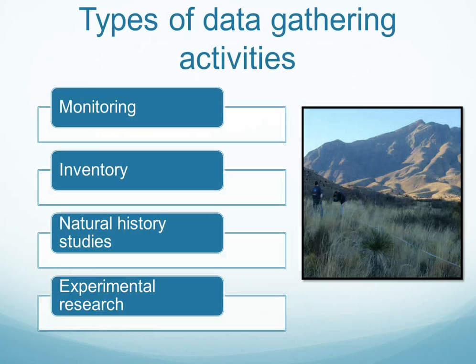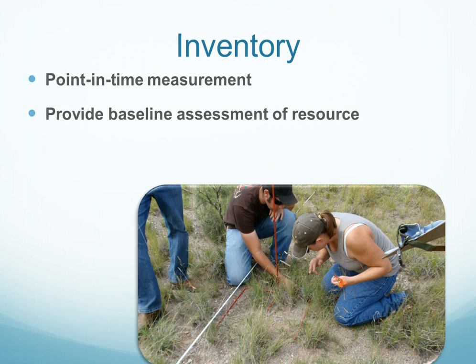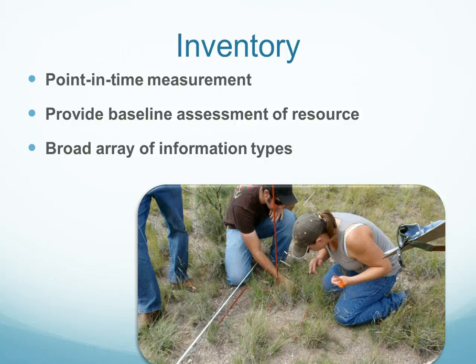Now, there's a range of different types of data gathering activities: monitoring, inventory, natural history studies, and experimental research. And they vary in their main intent or purpose, and also in how they are conducted. Inventory is a point-in-time measurement where we take information about the current status of the resource to use that as a baseline assessment of the resource so that we can make plans or have an idea of what the resource values currently are. We often collect a broad array of information types in inventory, often related to vegetation, soils, structural improvements, water, etc.